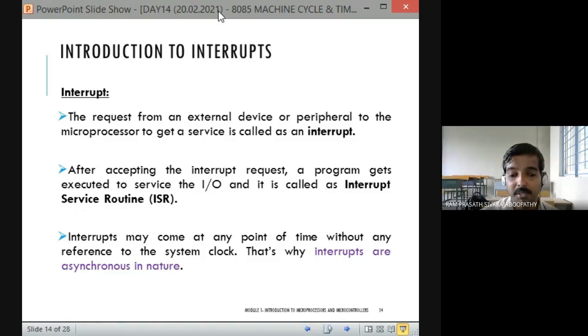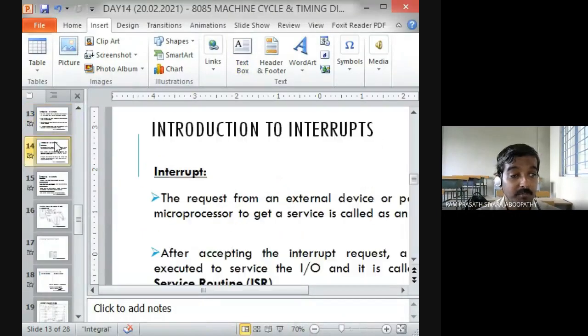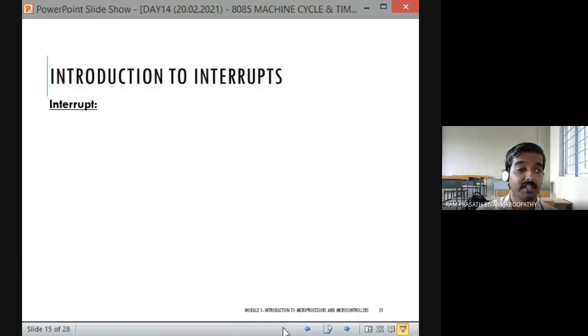Okay. Now coming to the point. What did we say interrupt is? A request from an IO device to the CPU to get a service performed. Okay, simply we can say like that. To get a service. Fine.